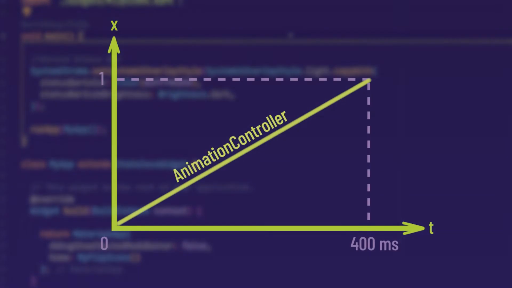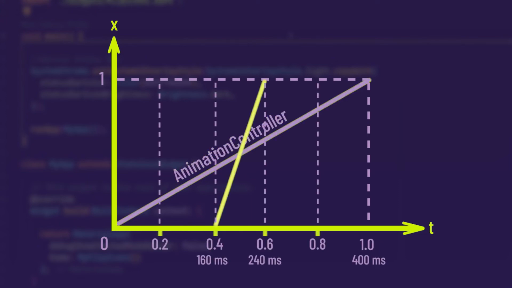For that, we quickly recap what our animation controller does. We see here that by default, the animation controller linearly produces values from 0 to 1 during a given duration, which in our case is 400 milliseconds. By using an interval, we can tell the animation to play only during a fraction of the whole time. In this example, the animation will play from a fraction of 0.4 to 0.6 of the whole time available. In other words, it plays from 160 to 240 milliseconds, thus is 5 times faster than with the animation controller.